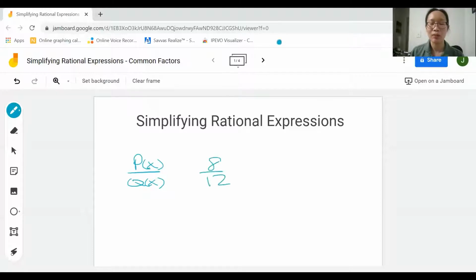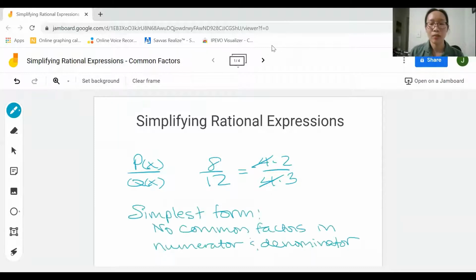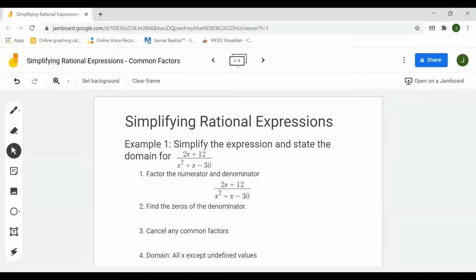So for example, if I wanted to simplify 8 over 12, I could rewrite this as 4 times 2 over 4 times 3, and I cancel out the common factor of 4 on both the numerator and the denominator. In the same way, rational expressions that have common factors in both the numerator and the denominator can have those factors cancel out to rewrite in a simpler form. Simplest form means that the numerator and denominator have no more common factors. Let's take a look at some examples.